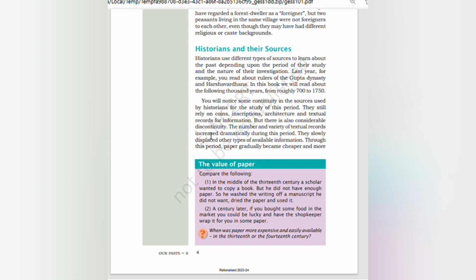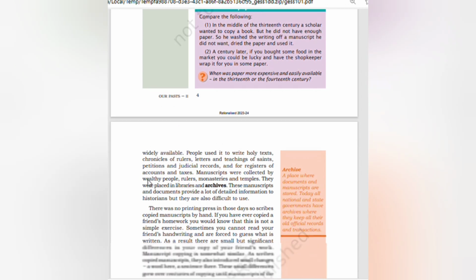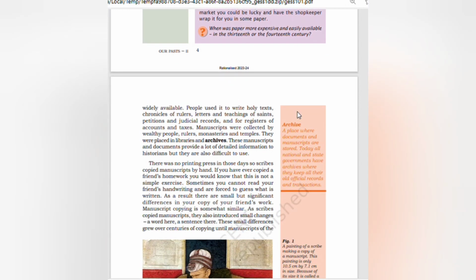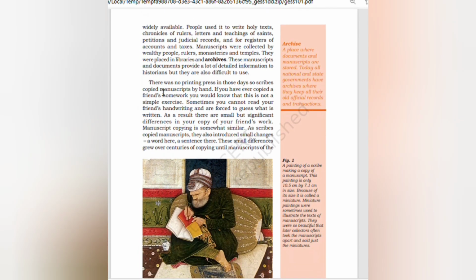But there is also considerable discontinuity. The number and variety of textual records increased dramatically during this period. They slowly displaced other types of valuable information. Through this period, paper gradually became cheaper and more widely available. People used it to write holy texts, chronicles of rulers, letters and teachings of saints, petitions and judicial records, and for registers of accounts and taxes. Manuscripts were collected by wealthy people, rulers, monasteries, and temples. They were placed in libraries and archives.